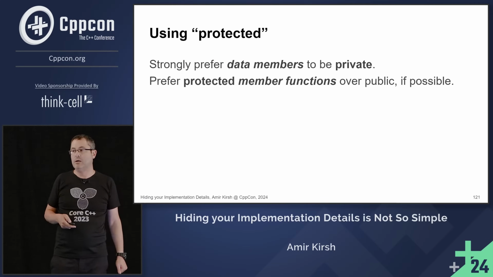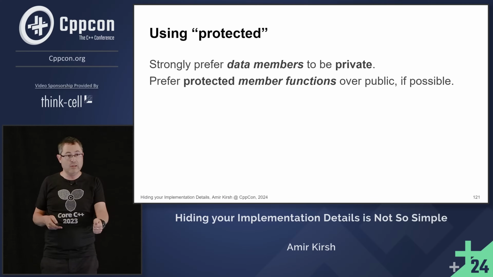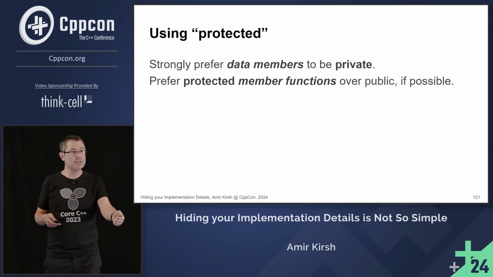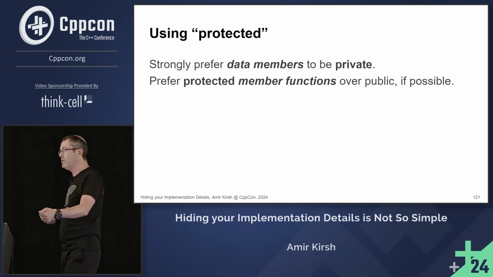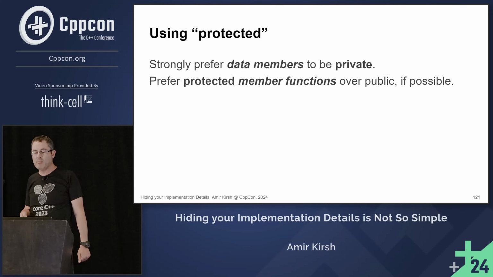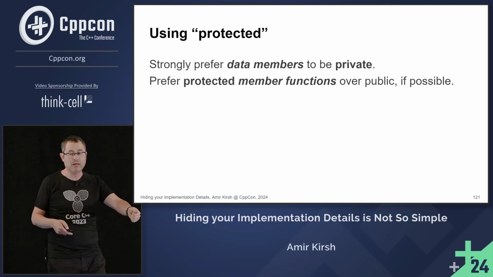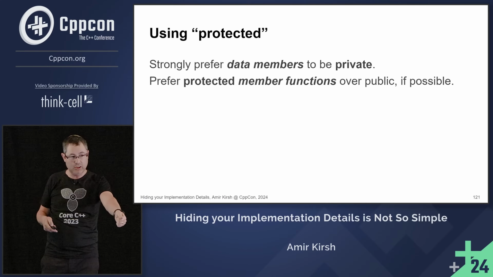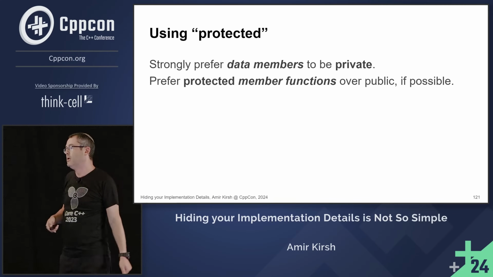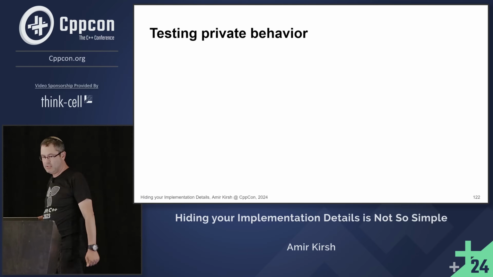Protected data members are wrong. Oh, you need to access them? Provide functions. Put the functions in the protected section. So prefer protected members over public if possible. If some function should not be exposed to the public, just put it in the protected if it should be used by the derived class. But the data members should be private.